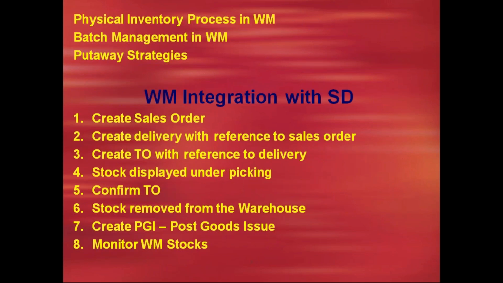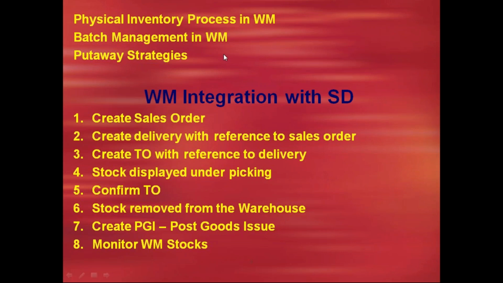Then physical inventory process in WM. What is the meaning of physical inventory process? It is a process to map or to compare the system stock with the physical stock. The same thing what we have done in MM. There the physical inventory is performed at plant and store location level, while in WM it is performed at storage bin level and storage type level in the warehouse.